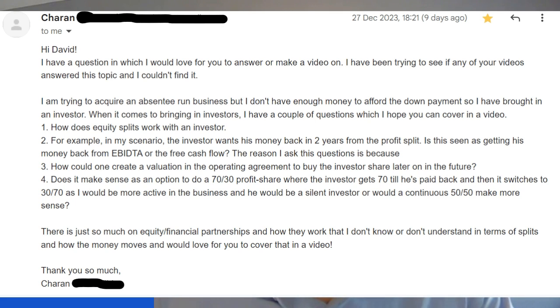"For example, in my scenario, the investor wants his money back in 2 years from the profits being split. Is this seen as getting his money back from EBITDA or free cash flow? The reason I ask the question is because," and he goes on, "how could one create a valuation in the operating agreement to buy the investor share later on in the future?